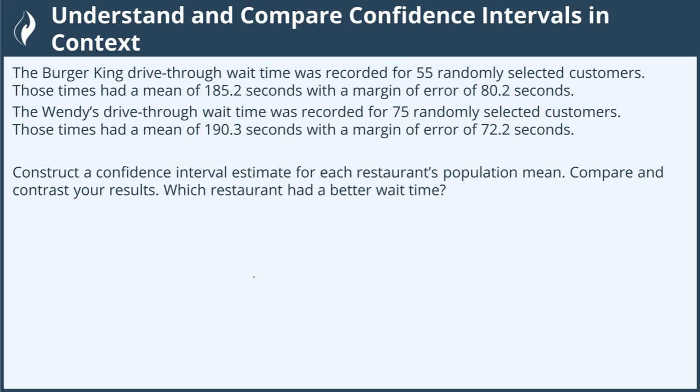Confidence intervals are used when we have sample data and we want to use that to make conclusions about a population parameter. We're going to take a look at two drive-through restaurants and compare their average wait time at the drive-through. This is sample data as we're dealing with a selection of randomly selected customers. We want to use this sample data to create a confidence interval, or a range that we're reasonably confident the population mean will fall between.